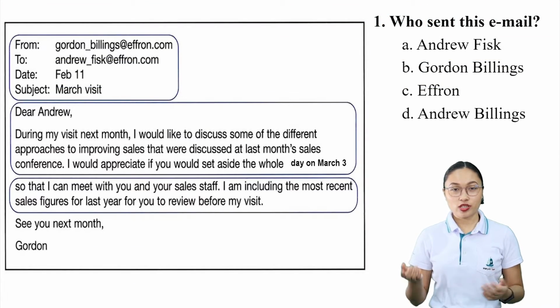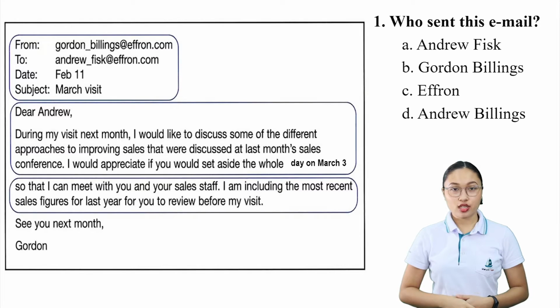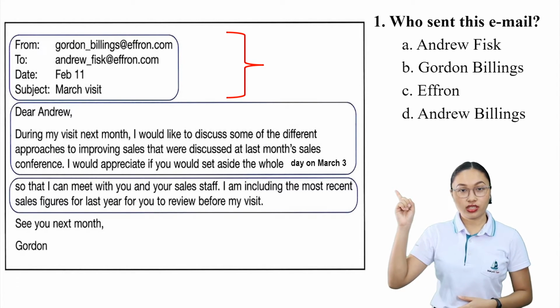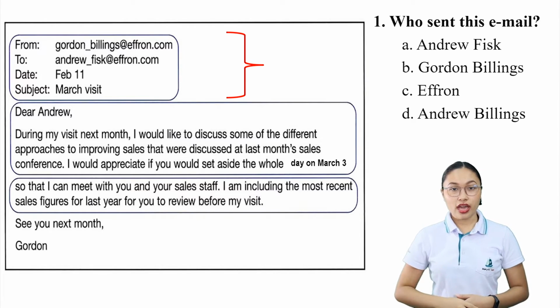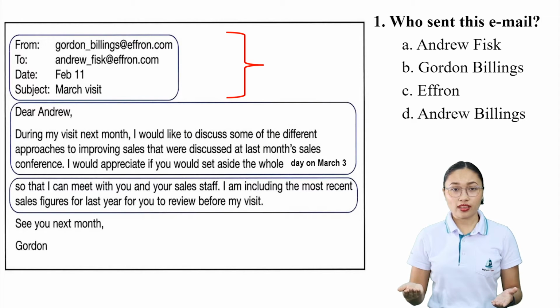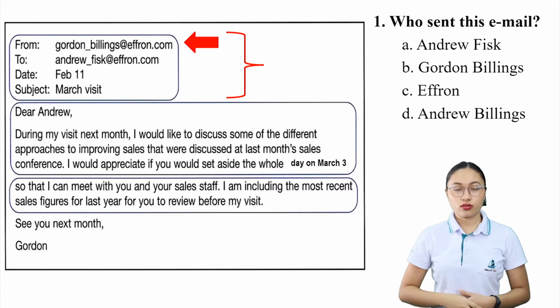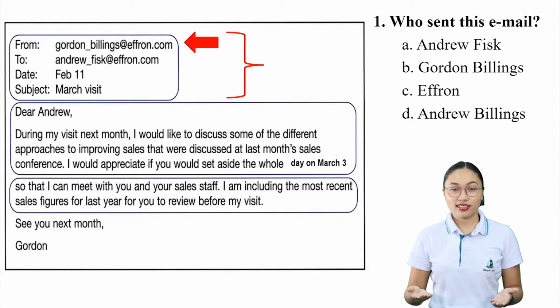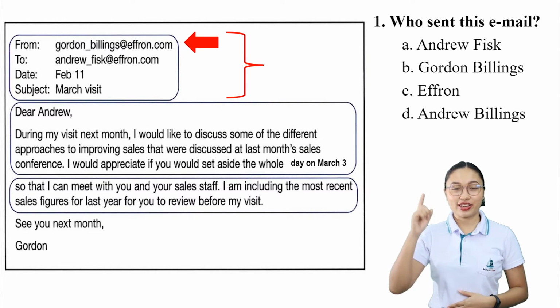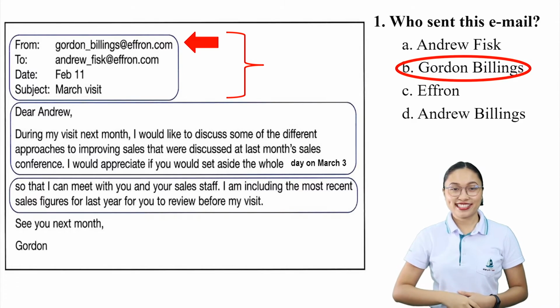Time's up. Question number 1. Who sent this email? Letter A, Andrew Fisk, is whom the email is addressed, which we can see from this part of the email. Letter C, Efron, is the name of the vehicle, and letter D, Andrew Billings, can't be found within the email. The answer can be found here. So, who sent the email? Very good. It's letter B, Gordon Billings.